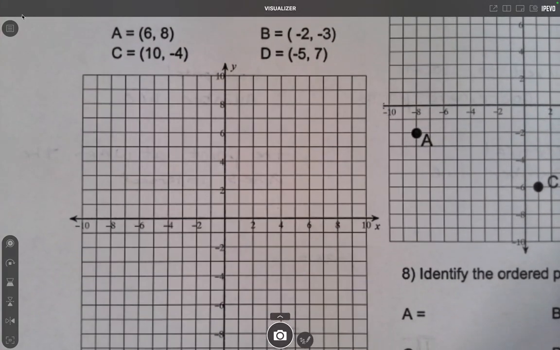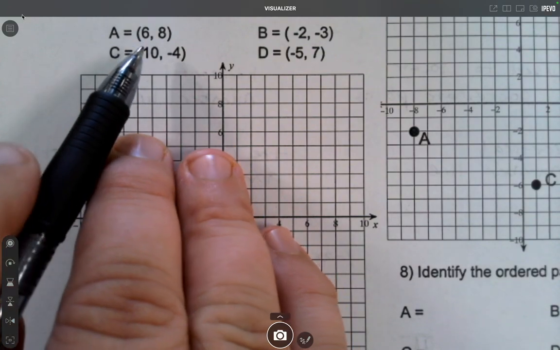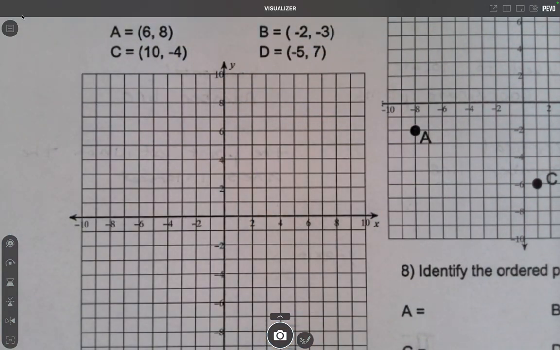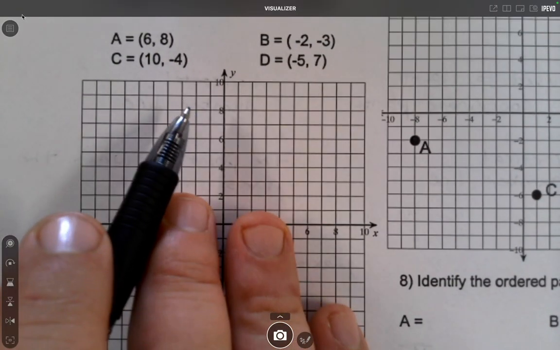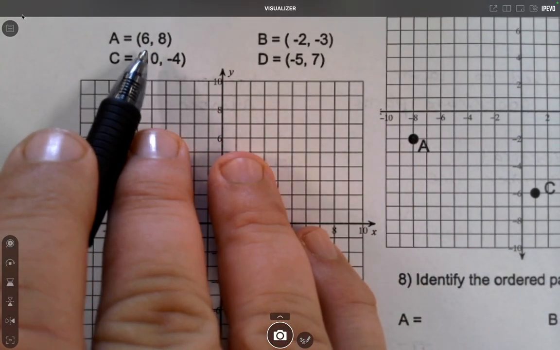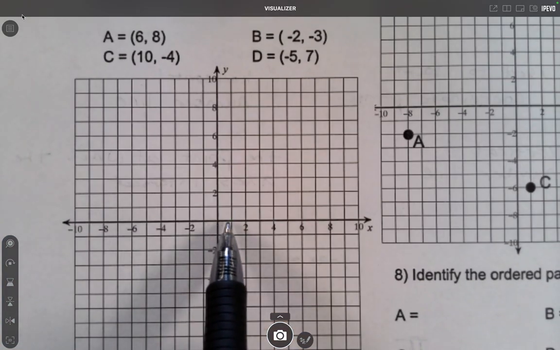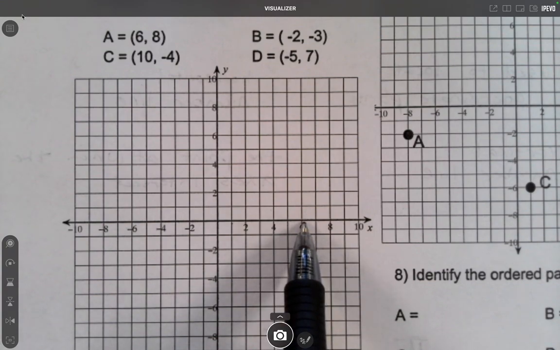So first A, (6, 8). So the first number tells us how far to the left or to the right to go. If it's positive, that means you go to the right. If it's negative, that means you go to the left. So A is telling us to move. One thing I forgot to say, for all points you are graphing, you always start at the origin. Always. So I start at the origin right here, and I go to the right. 1, 2, 3, 4, 5, 6.